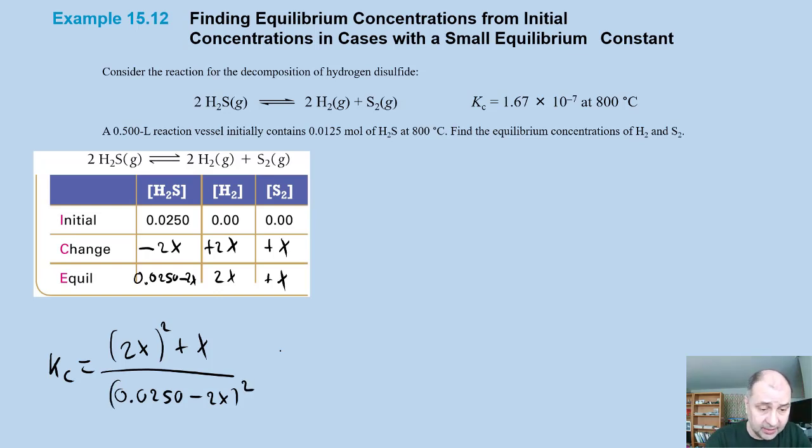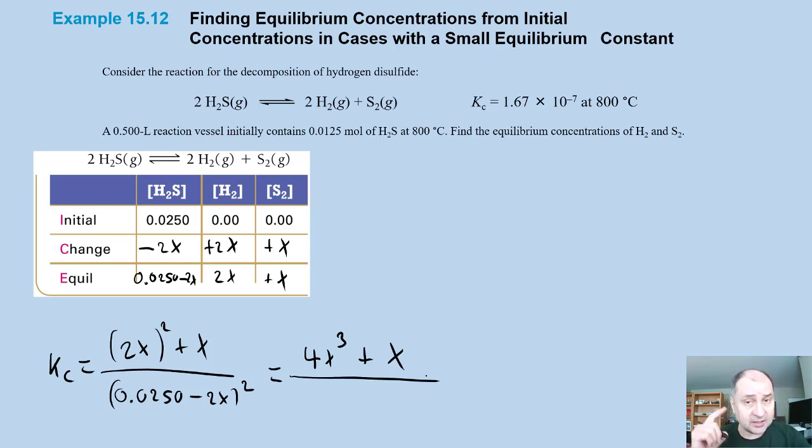Alright, so this looks like it might get a little bit more complicated, because once you multiply this out, you get 4x cubed. Now we have a cube root, and that could make things just more complicated. But we're going to use a simplification or a little trick, and it doesn't always work, but this will become important. We are going to argue that Kc is very small, right? 10 to the minus 7.